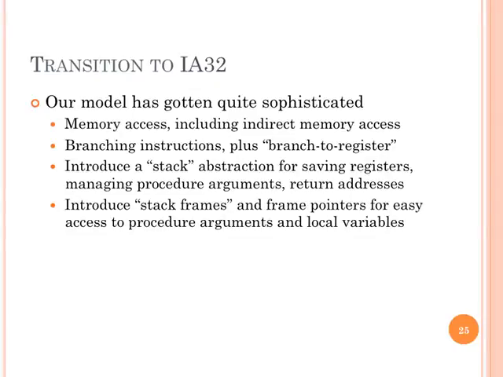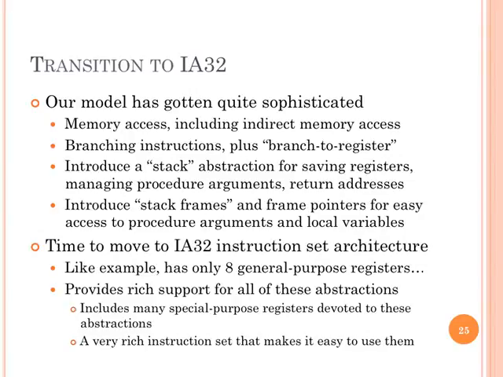So these are all the things that we have. Memory access, including indirect memory access, very, very valuable. Branching instructions, branch to register, or a way of jumping to an address specified in a register, more indirection. We have a stack abstraction and this notion of frames and frame pointers for implementing subroutines. So we might as well jump onto IA32. IA32 has 8 general purpose registers that we will care about. It has a lot of other registers for things like floating point and what are called SIMD instructions. We'll talk about some of those things in a second.